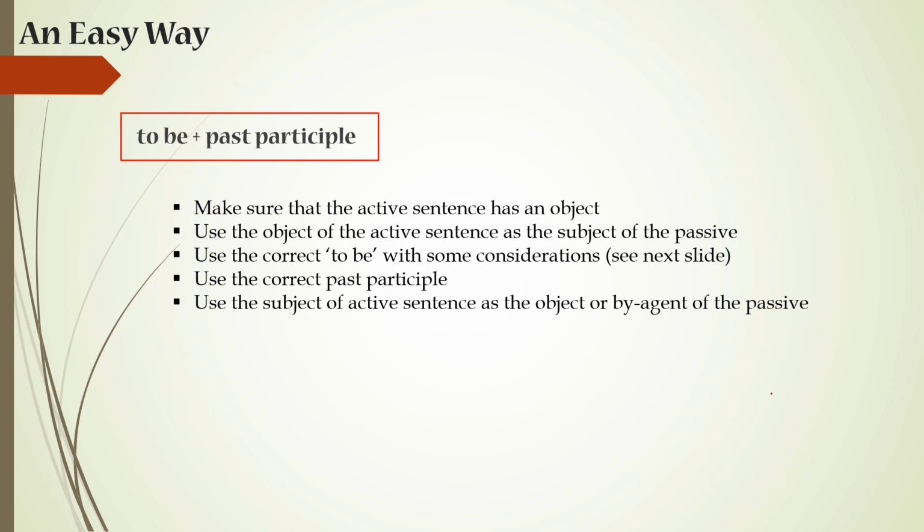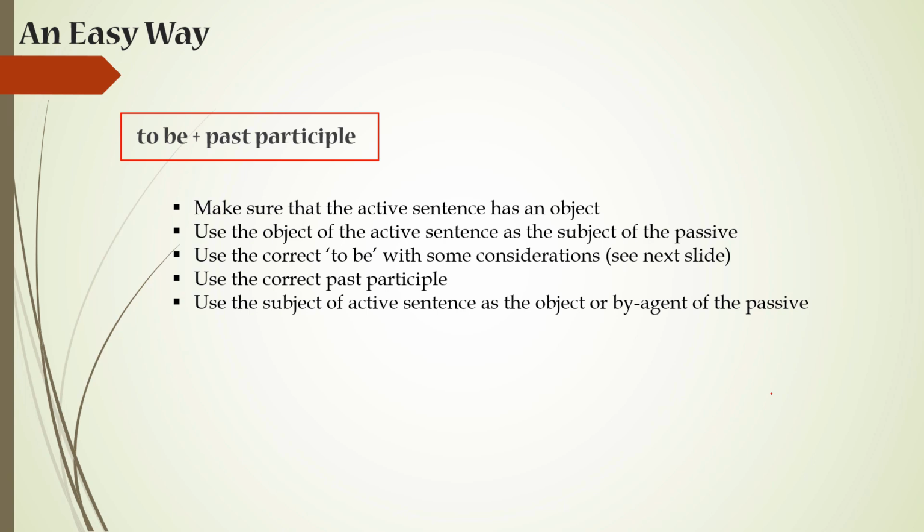And then the second one, use the object of the active sentence as the subject of the passive. After making sure that the sentence has an object, then put the object of the active in the place of the subject for the passive. For example, she writes a letter. First, determine whether this active sentence has an object. She as the subject, writes as the verb, a letter as the object. We can find an object of this active sentence.